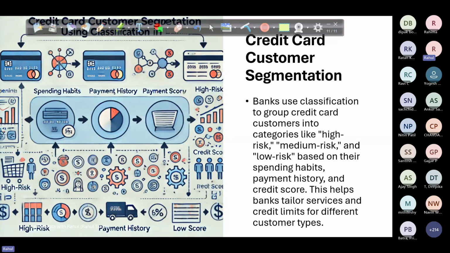Credit card segmentation. Banks use classification to group credit card customers into categories like high risk, medium risk, and low risk. So here I have three categories. That means this is no longer a binary classification. This is becoming a multi-class classification because now we are having three classes. The grouping is based on their spending habits, payment history, and credit score. This helps banks tailor services and credit limits for different customer types.